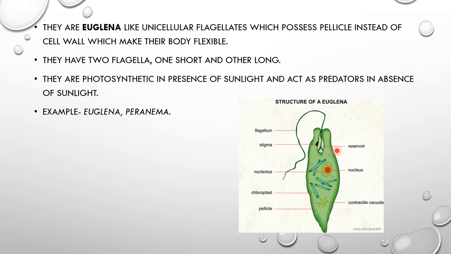The pigments of euglenoids are identical to those present in higher plants. Examples are Euglena and Peranema. These are the two common examples of the euglenoids included in the kingdom Protista. Is it clear to you? Because of the pellicle layer, the body of Euglena is flexible. Okay, this is about Euglena.